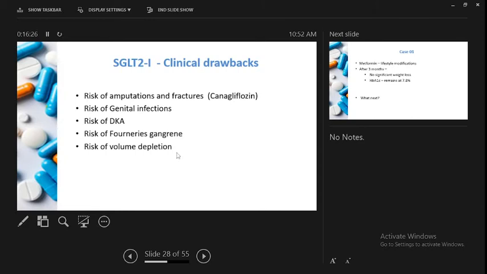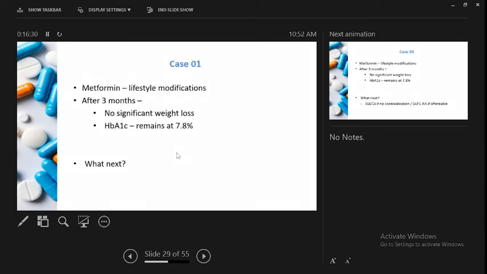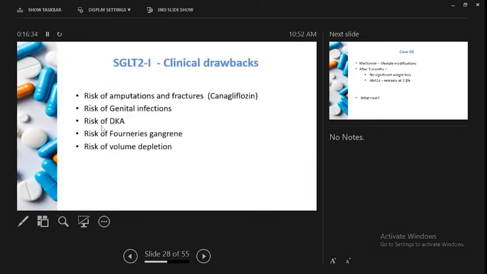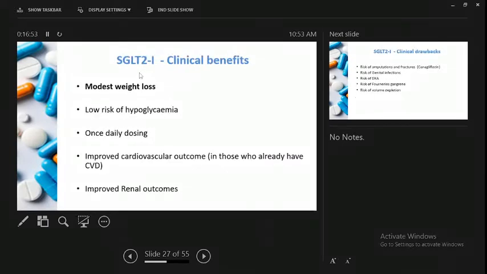So you have to be aware, and you have to ask the patient these kind of things every time they come to you. And if they are getting recurrent UTI, probably you have to stop this drug. Another side effect is euglycemic ketoacidosis. So you have to keep an open mind in order to detect that, because the patient will have ketoacidosis, but the blood sugar level may not be as high as what you see in the normal patient.